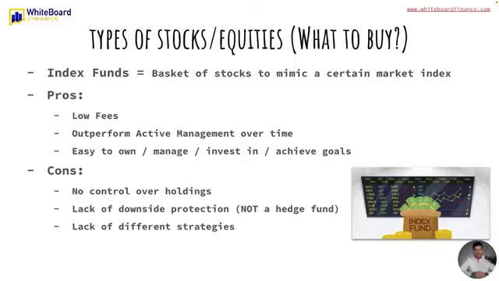So moving forward, we have index funds, which is a basket of stocks to mimic a certain market index, as I mentioned earlier. The pros of this are that the fees are very, very, very low. So with the mutual fund, your fees are going to be 1% to 5%. With index funds, it could be as low as 0.03%. Okay, I'm talking 3 basis points. It's a fraction of a percent.